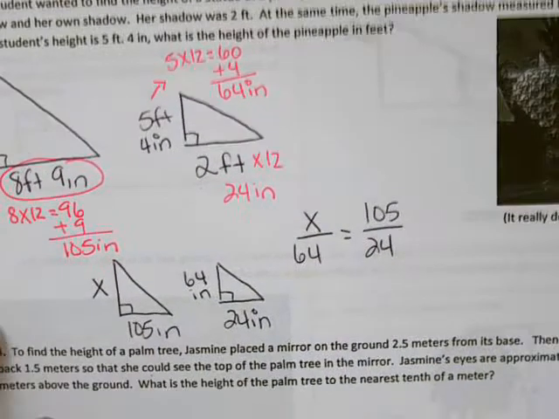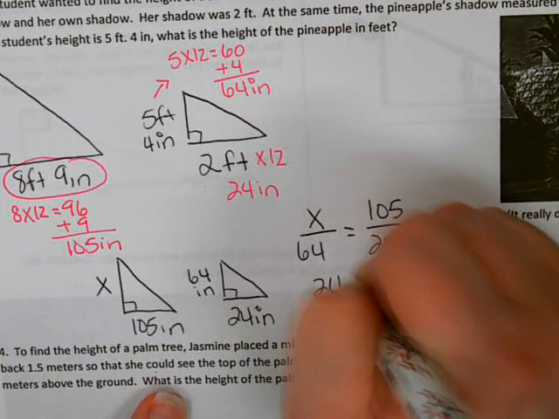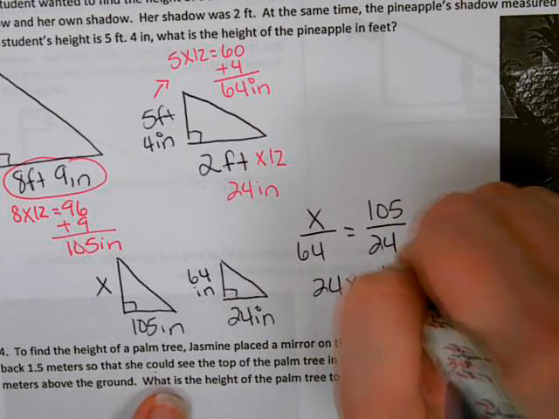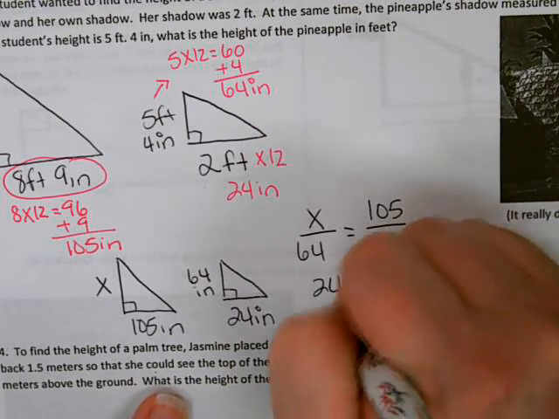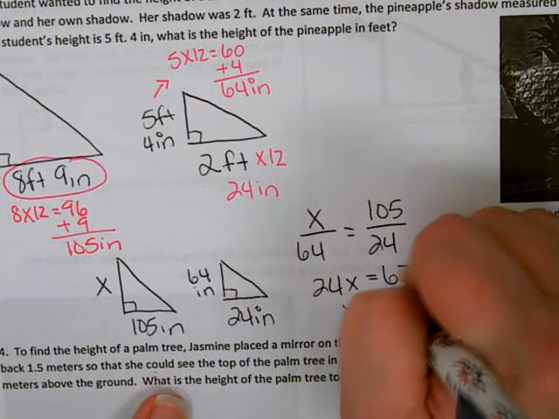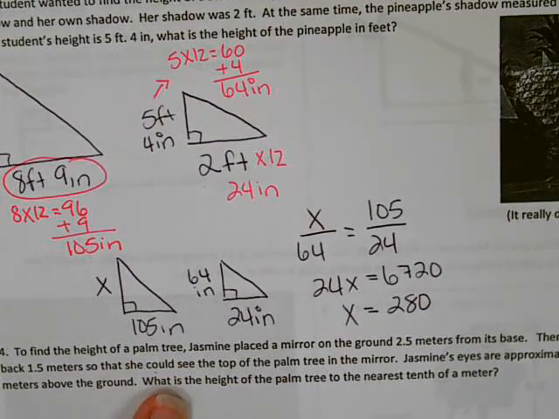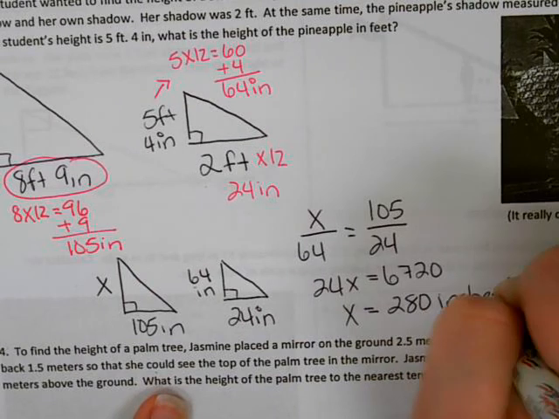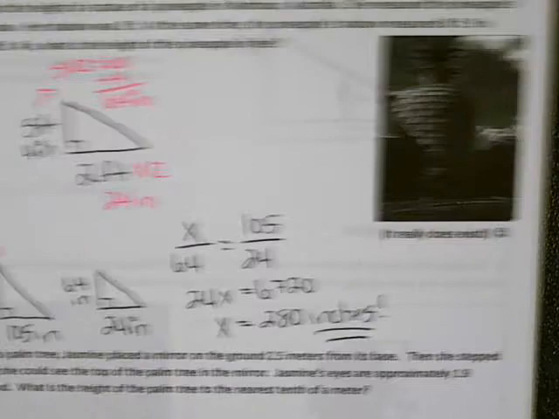And we can cross multiply. So 24x is going to equal 6,720. X is going to equal 280. But remember, it's not 280 feet because we converted everything to inches, right? So don't forget that we now have to convert back.